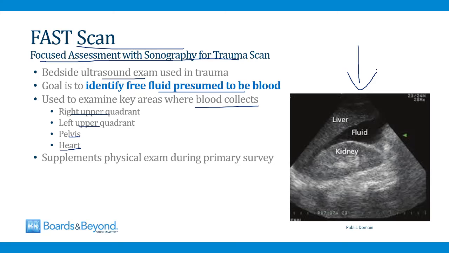And I talk about use of the FAST scan in some of the other videos, like the ones on chest trauma and abdominal trauma, and basically the FAST scan is the use of ultrasound to supplement the physical exam during the primary survey as part of assessment of circulation and looking for sites of hemorrhage.